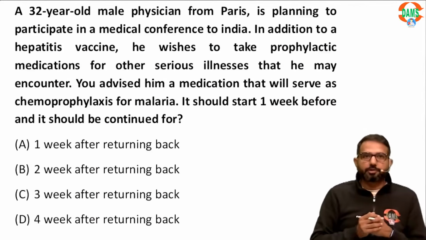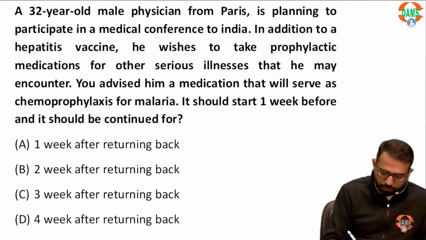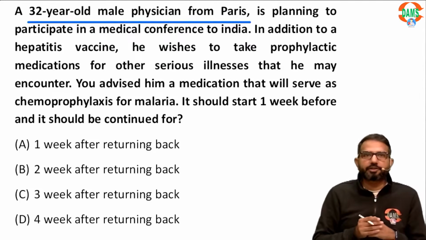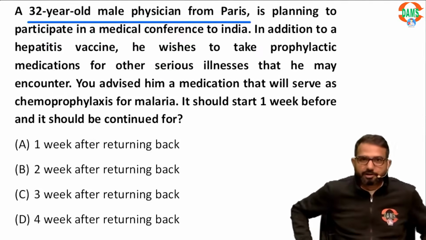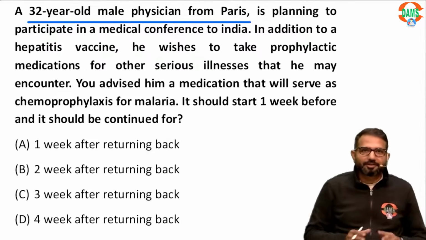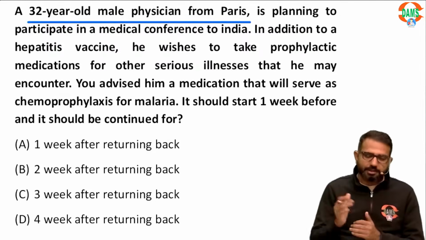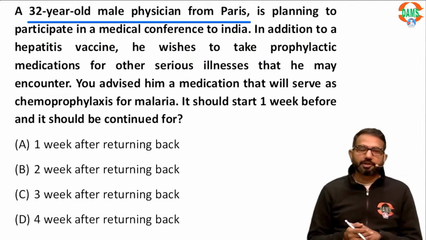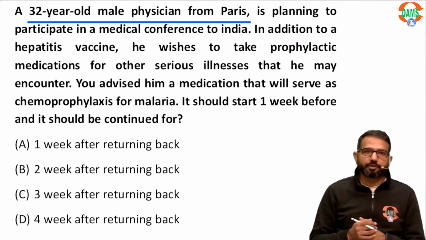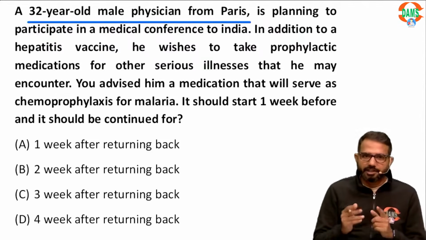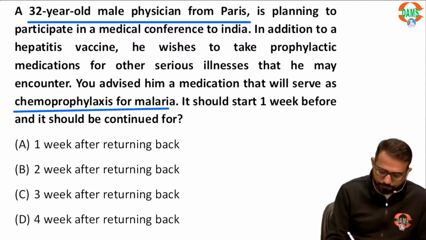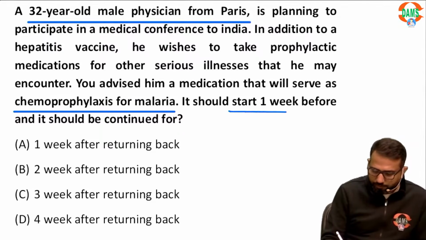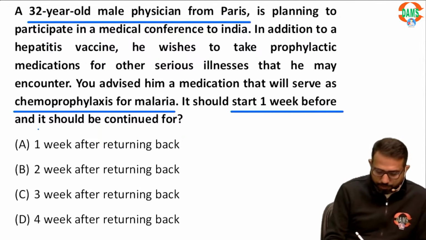Okay. So now this question. A 32-year-old male physician from Paris is planning to participate in a medical conference in India. Very typical scenario. In addition to a hepatitis vaccine, he wished to take prophylactic medication for other serious illness that he may encounter during the visit to India. You advised him a medication that will serve as chemoprophylaxis for malaria. It should start 1 week before and it should be continued for.